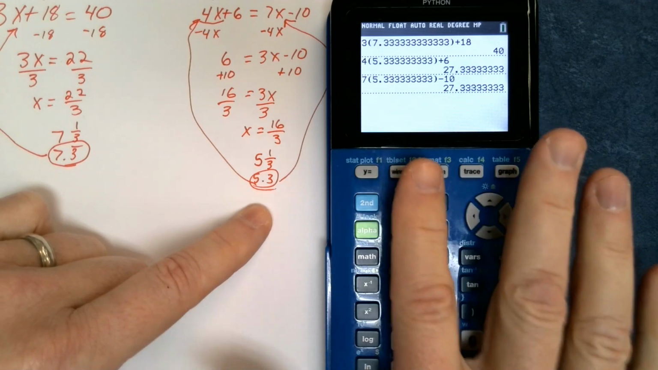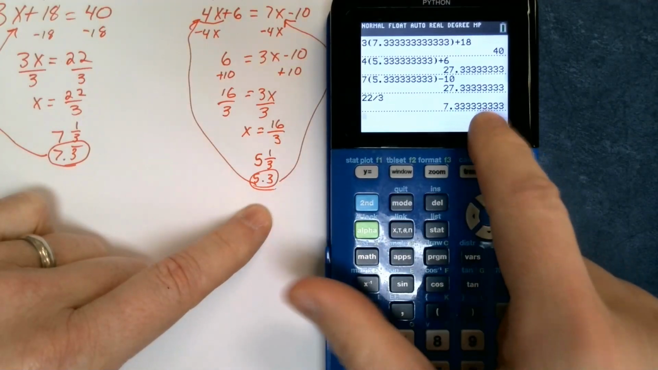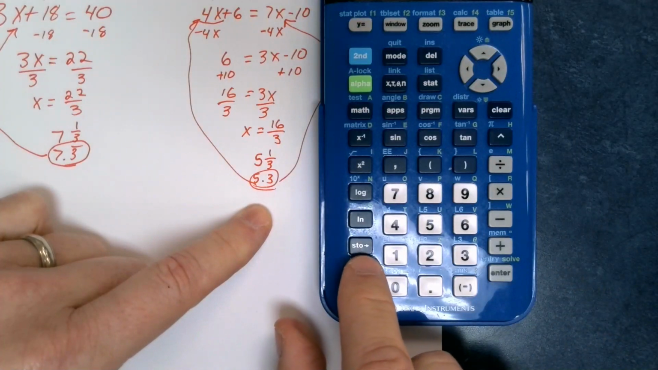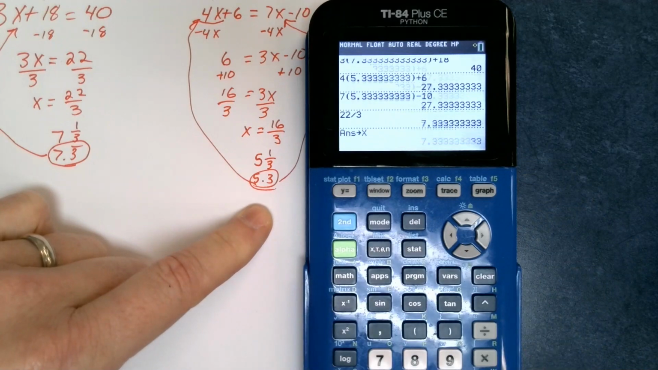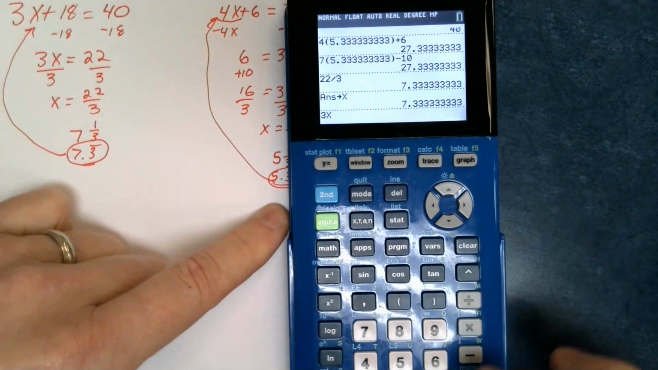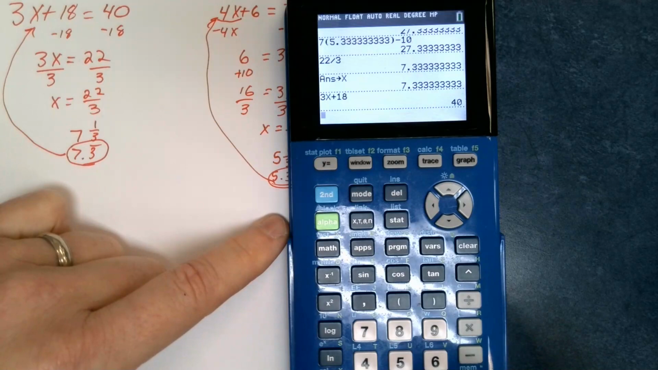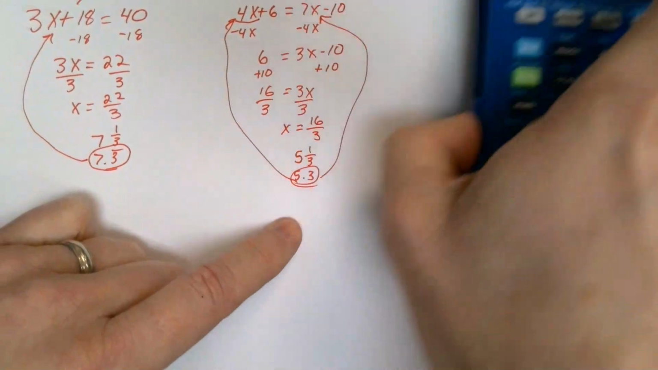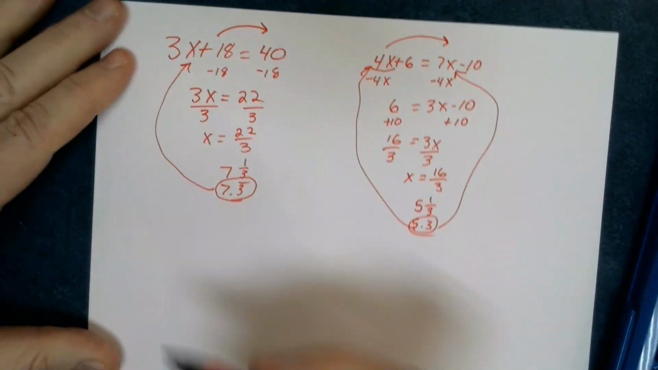Another thing that you can do if you have this calculator is, say your final answer was 22 thirds like this. You could just hit the store button right down here, store that answer in x right here, and hit enter. And then you could just type 3x plus 18 over here. So I got 3x plus 18, and you can see that it's 40 that way. Whichever way you want to do it's fine with me. Okay? So that's one of the first things. How do you check answers to make sure that you did them right?